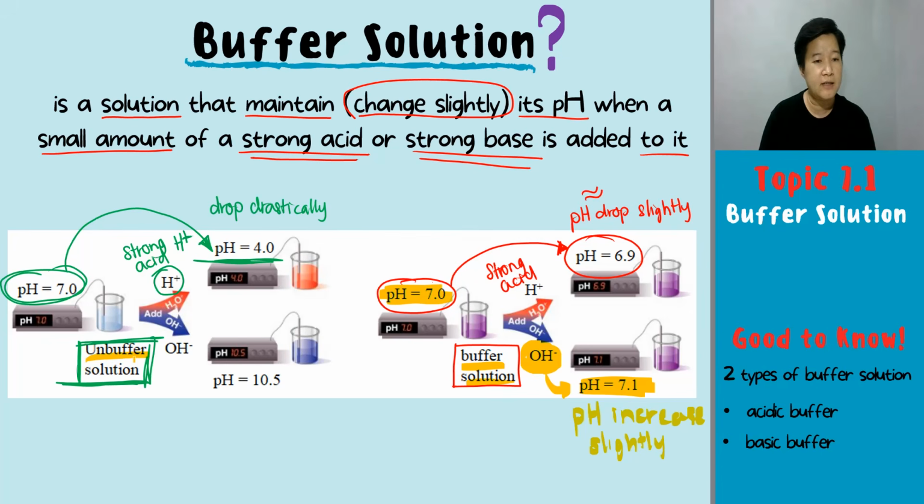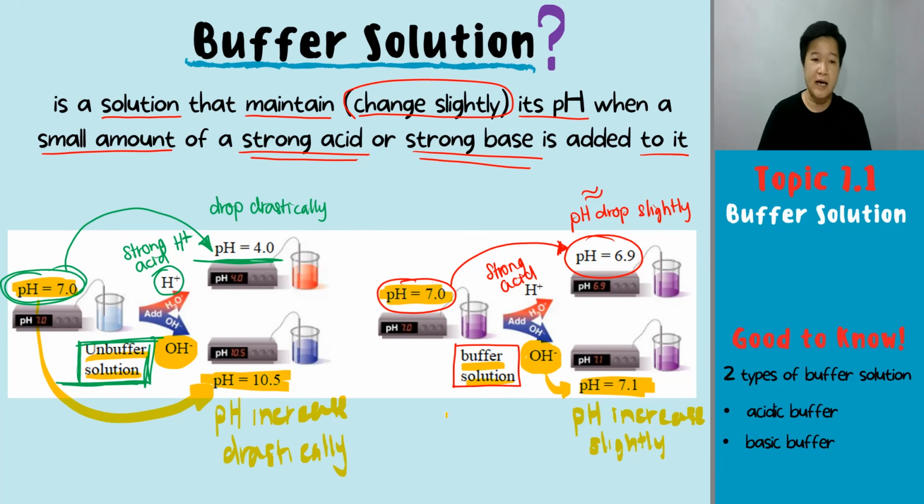But what happens when it's an unbuffered solution? When it's an unbuffered solution and you add in the same amount of strong base, look at the pH changes. The pH from 7 will increase drastically to 10.5. And the change in pH is very large. In other words, the unbuffered solution over here is not able to maintain its pH.